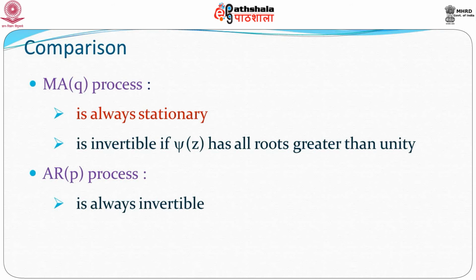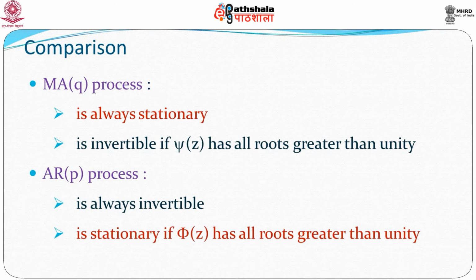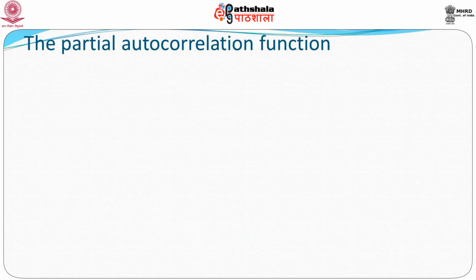In fact, it is very easy to do, but it is not always stationary. It is stationary or causal if phi(z) has all roots greater than unity. So, you see that the two conditions are a sort of dual condition for the MA and the AR(p) process. Now, let us look at a different tool for the AR process.